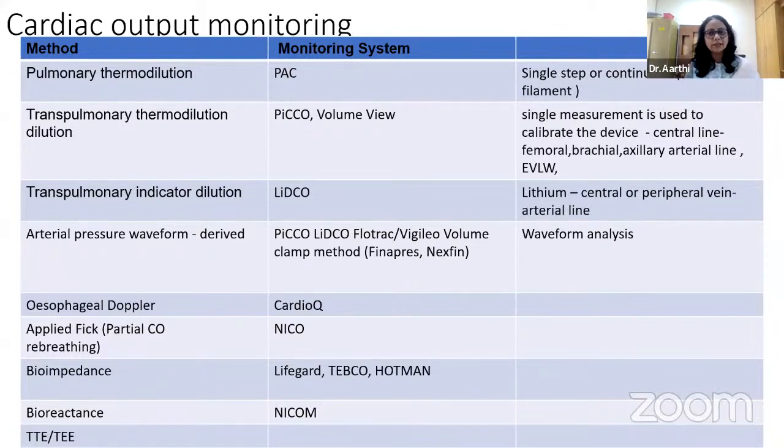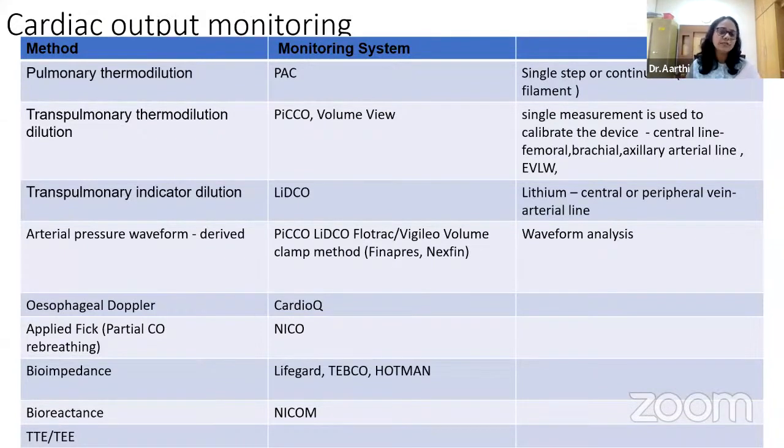They can either use a single measurement, or the continuous monitoring devices, which have to be calibrated. For PiCCO or VolumeView, one needs to have a central access and also an arterial access, either in the femoral, brachial, or axillary arterial lines. This transpulmonary thermodilution technique, measured using PiCCO or VolumeView devices, also measures what we call extravascular lung water, which is a very important monitor in assessing the risk of a patient developing pulmonary edema.